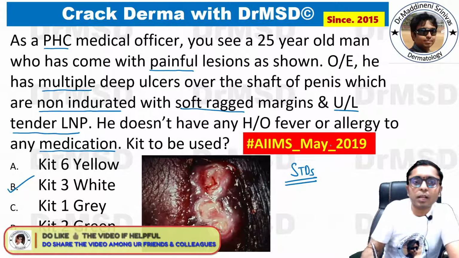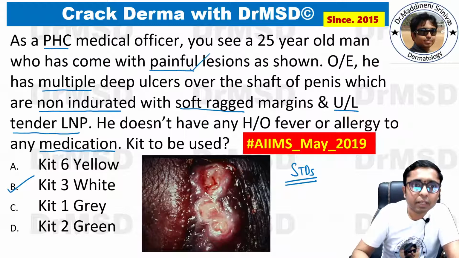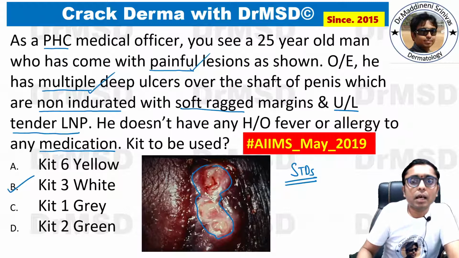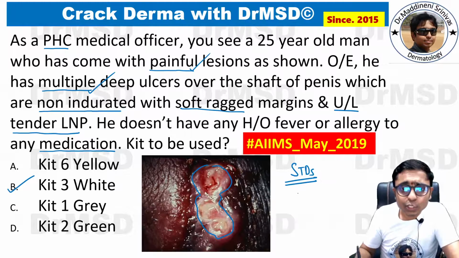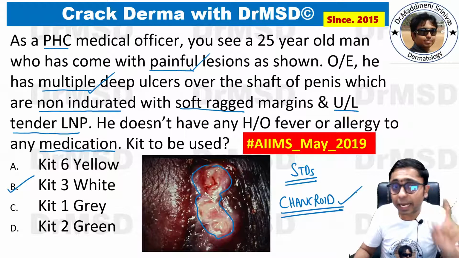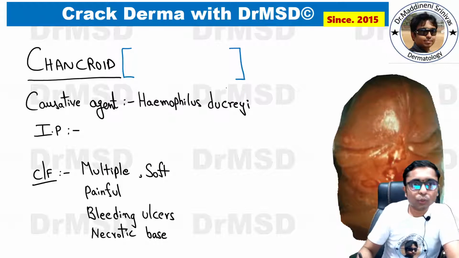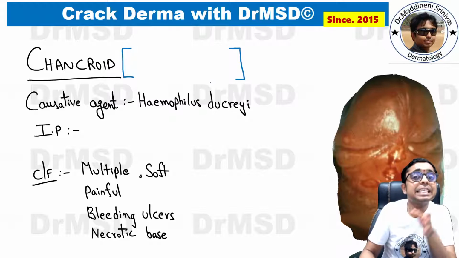brief summary. So if you see, the clues which are given are that the lesion is painful and there are multiple deep ulcers. As you can note here in the image also, there are multiple deep ulcers which are non-indurated and soft. So with all these clues, if you have diagnosed that yes, this patient has a CHANCROID, then yes, your diagnosis is absolutely correct. So let us quickly go through the CHANCROID and the most important differential diagnosis, which is syphilis.